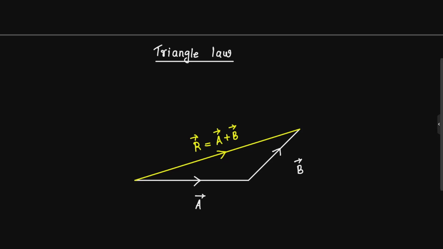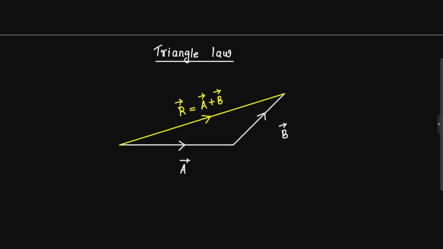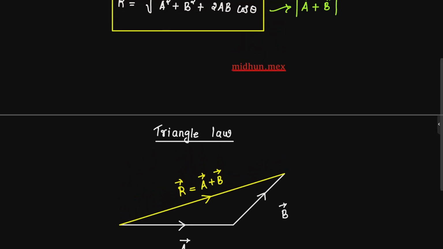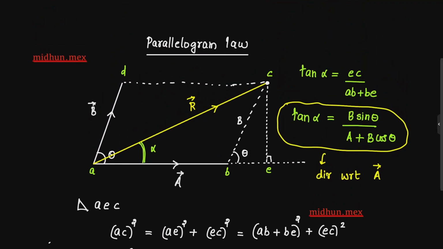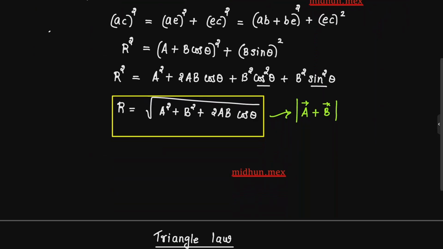Here we don't have any formula or anything else. You just have to remember this is the triangle law. Remember, parallelogram law and triangle law both will give you the same answer. But in my lectures, I am going to follow only the parallelogram law. Whenever you need to add two vectors, we will apply root of a square plus b square plus 2ab cos theta.